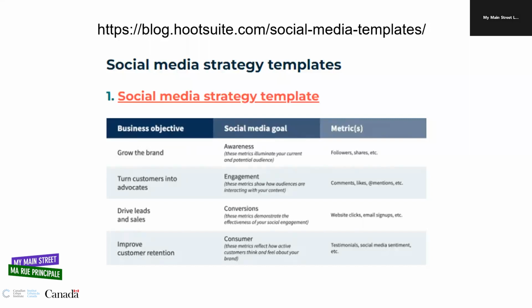If you're looking for templates, I encourage you to go and check this website. Hootsuite is a platform. So they are a social media platform, actually a measuring tool. They've been around for a long time. I'm not sure they're as good as they used to be in the beginning, but I just went on to Google and typed in social media strategy template, and I found this one. And you can see it's really, really simple. It starts off, these are my business objectives. This is my social media goal, and how am I going to measure the effectiveness?